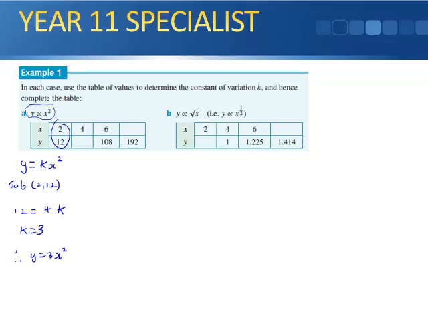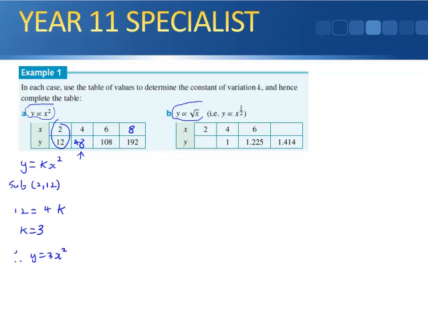Now you can do a check, and if they want us to fill all these in, we can fill that in there. So 4 squared is 16, 16 times 3, 48. And we can do vice versa, finding what the x value is here, which would be 8. So we can do all that.